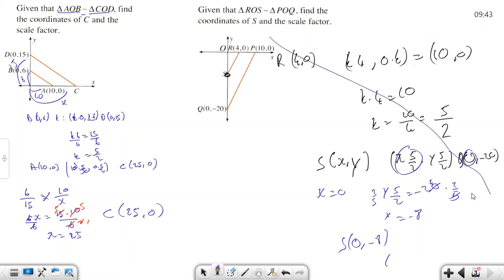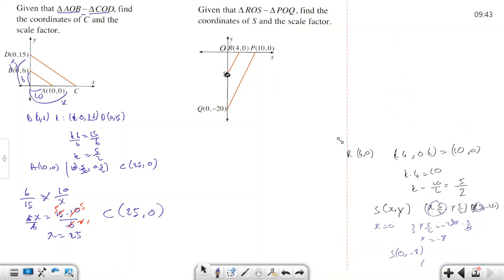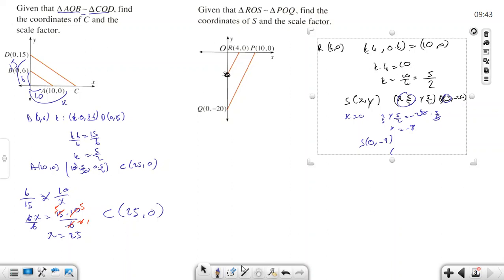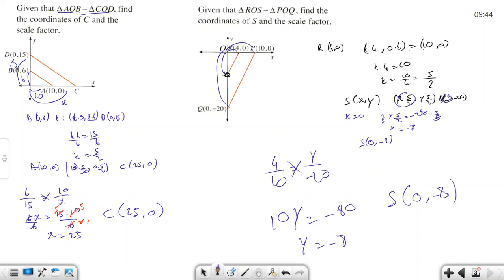Similarity. We can use the similarity rule again, and let's show it here. The similarity rule is the same as the previous one. That's 4 over 10 equals, I don't know that, this is the y-axis, so y over -20. Cross multiplying, 10 times y equals -80, since -20 times 4 is -80. So y equals -8. So S has x equal to 0 and y equal to -8. That's the second method to solve.